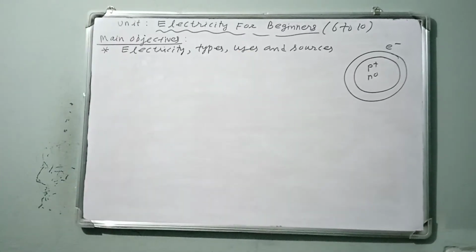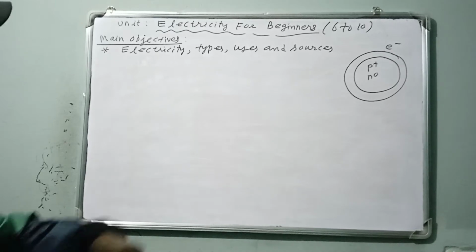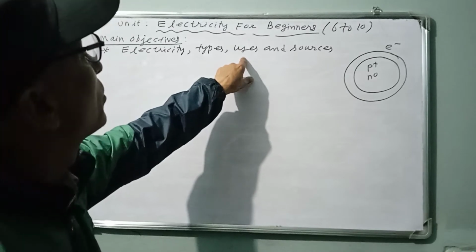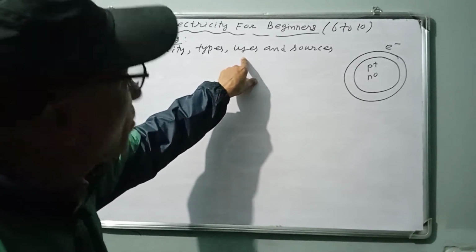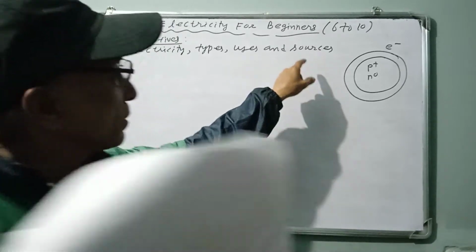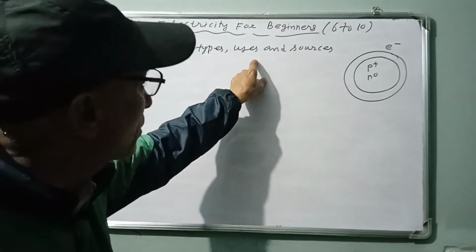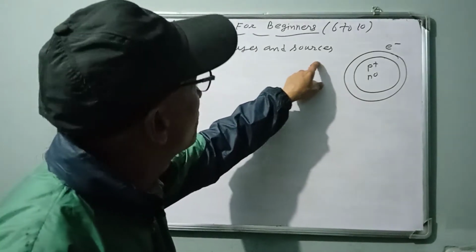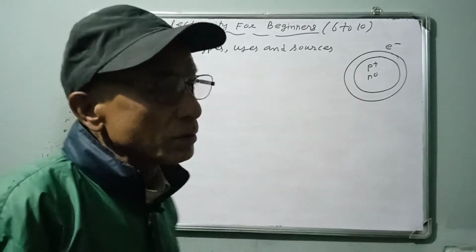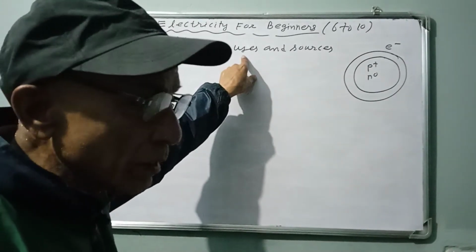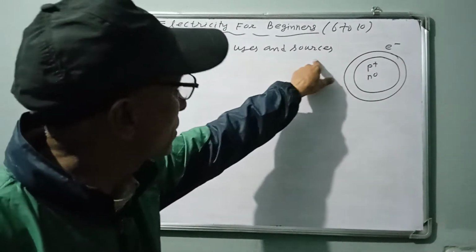Uses. Nowadays, electricity is a very useful source of energy. More than 90% of the development of the world depends upon the use of electricity. It is very useful for electronic and electrical gadgets, devices, computers, televisions, and other things. Nowadays, there are also electric motors, electric vehicles, etc.